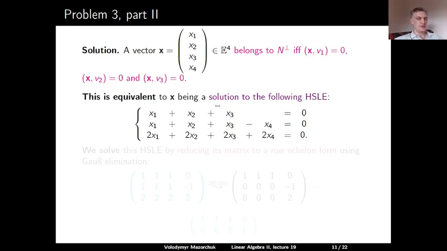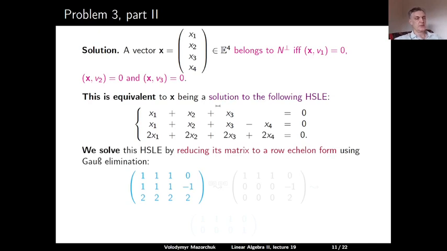Let us solve this system by reducing its matrix to a row echelon form using Gauss elimination. So we write the matrix, which is 1, 1, 1, 0, 1, 1, 1, minus 1, 2, 2, 2, 2. Here we write the vectors which generate our space as rows. Here we can subtract row 1 from row 2, and we can subtract twice row 1 from row 3 to get the matrix 1, 1, 1, 0, 0, 0, 0, minus 1, 0, 0, 0, 2.